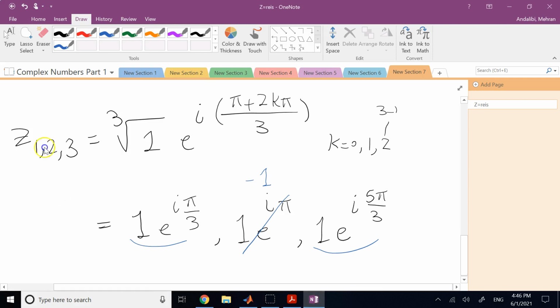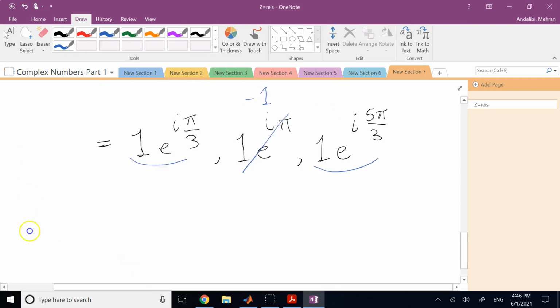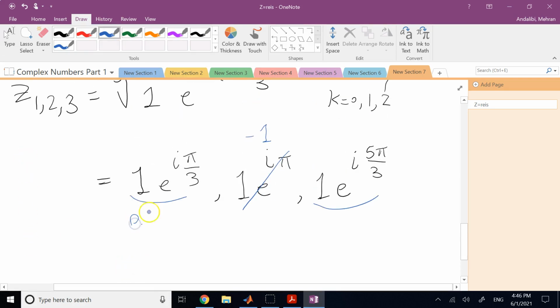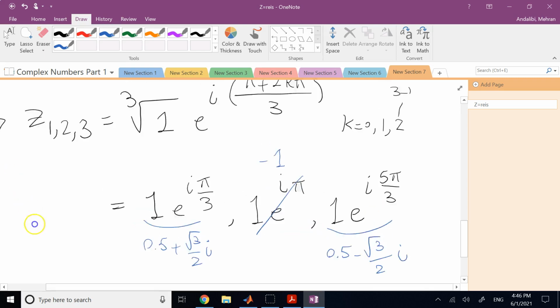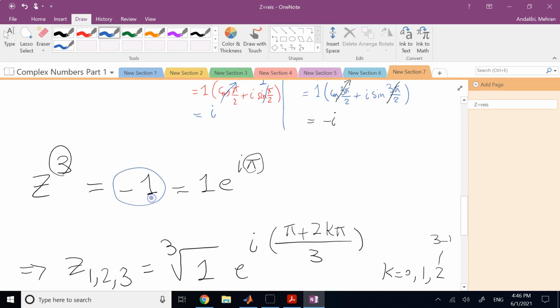So 3 complex numbers. Again, one of them is negative 1. This one was 0.5 plus square root 3 over 2 i. This one was 0.5 minus square root 3 over 2 i. All these 3 numbers, when you raise them to power 3, the solution is negative 1.